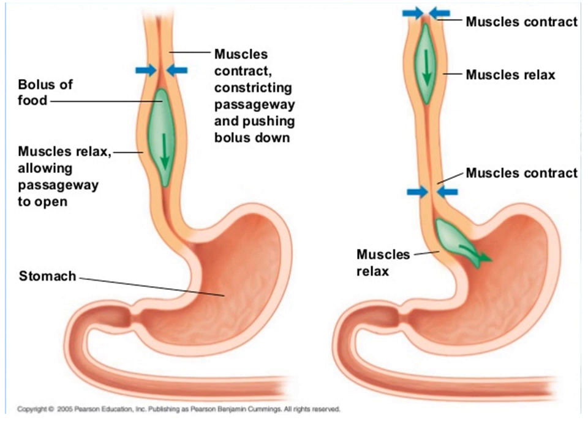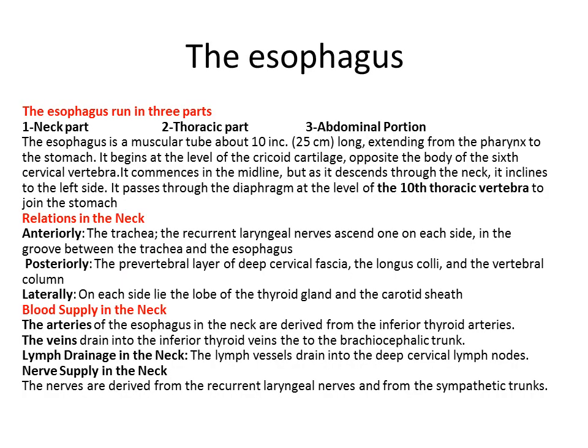This shows you the contraction and mechanism of the swallowing. The esophagus runs in three parts: neck part, thoracic part, abdominal part. The esophagus is a muscular tube about 25 centimeters in length, about 10 inches, extending from the pharynx to the stomach. It begins at the level of the sixth cervical vertebra, at the level of the cricoid cartilage.